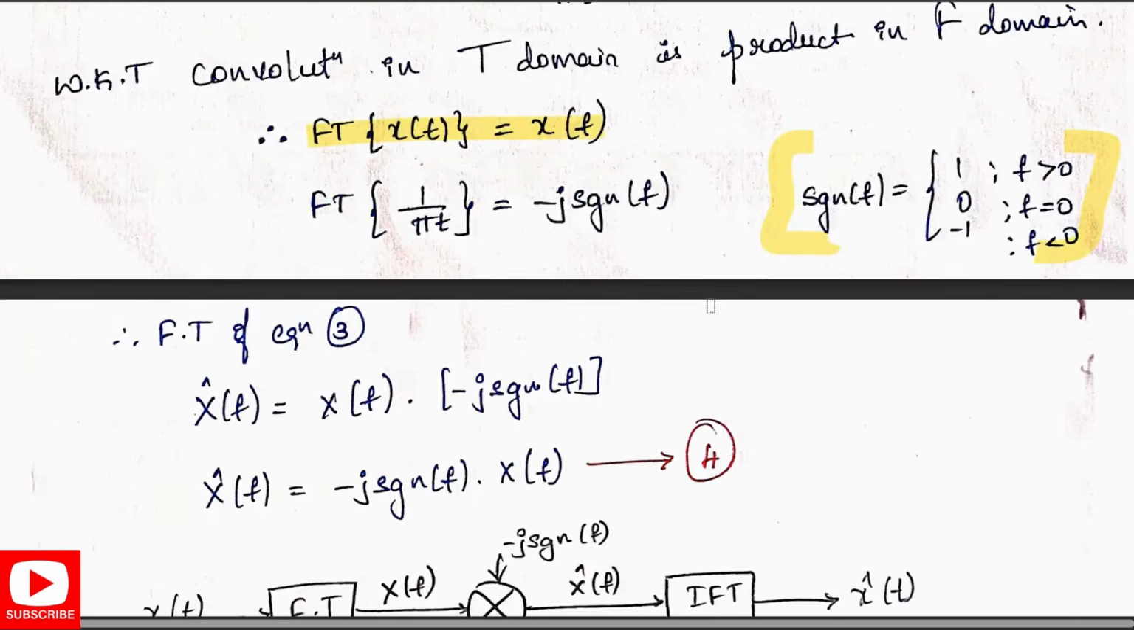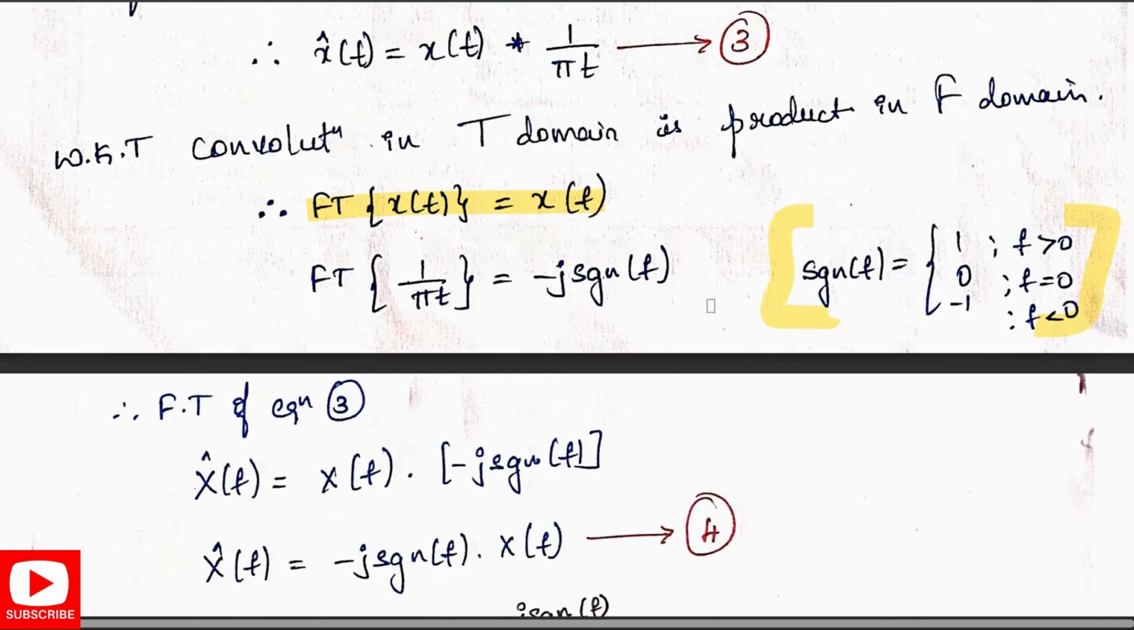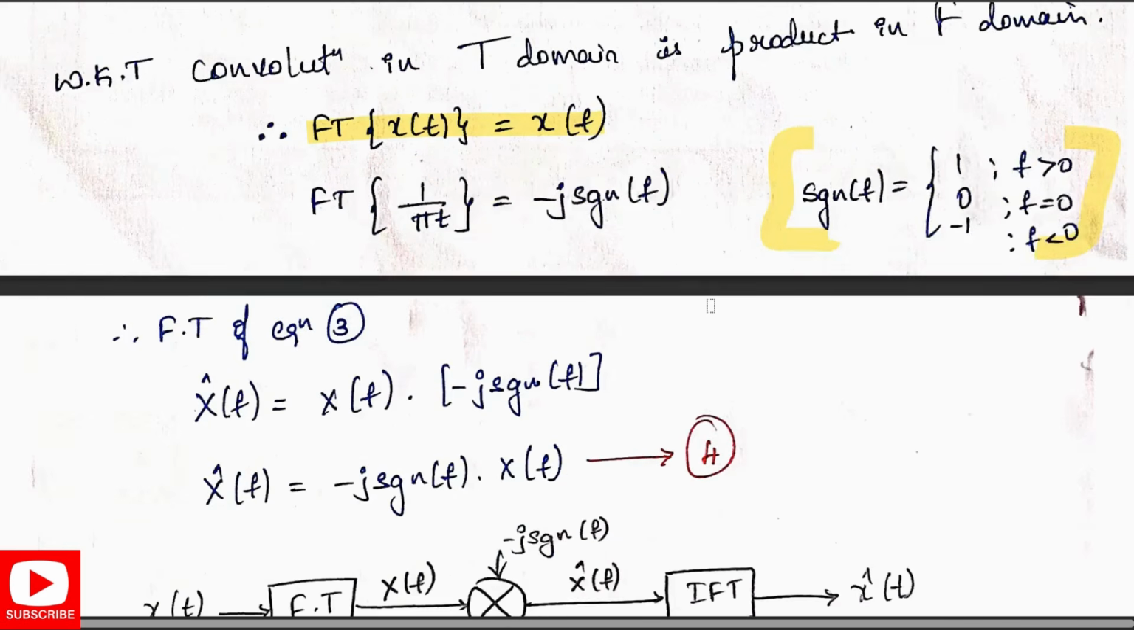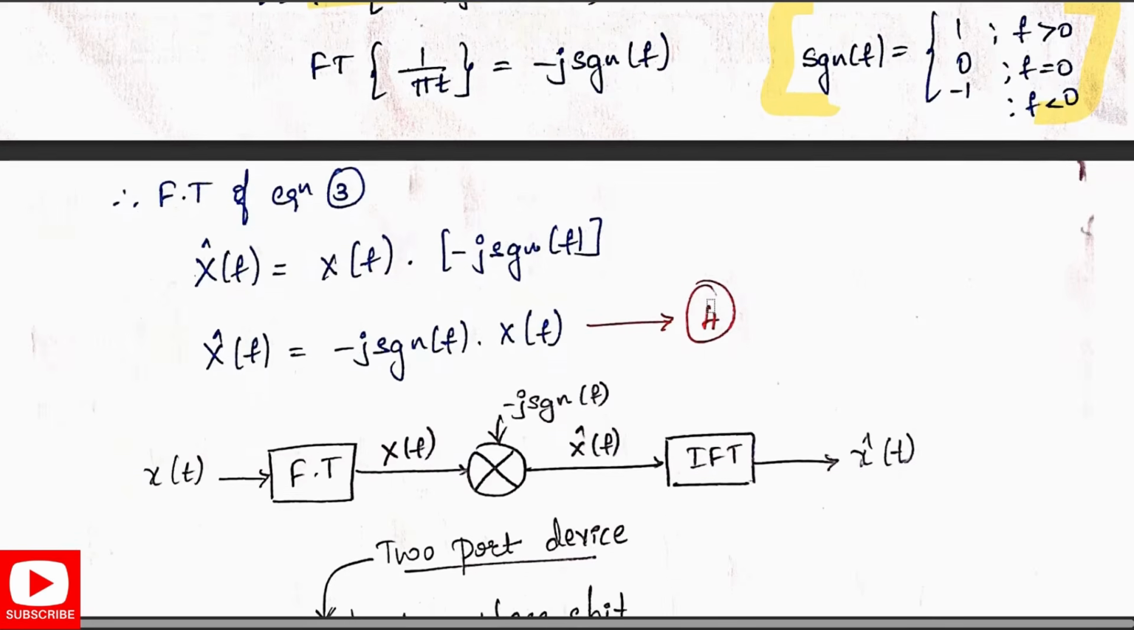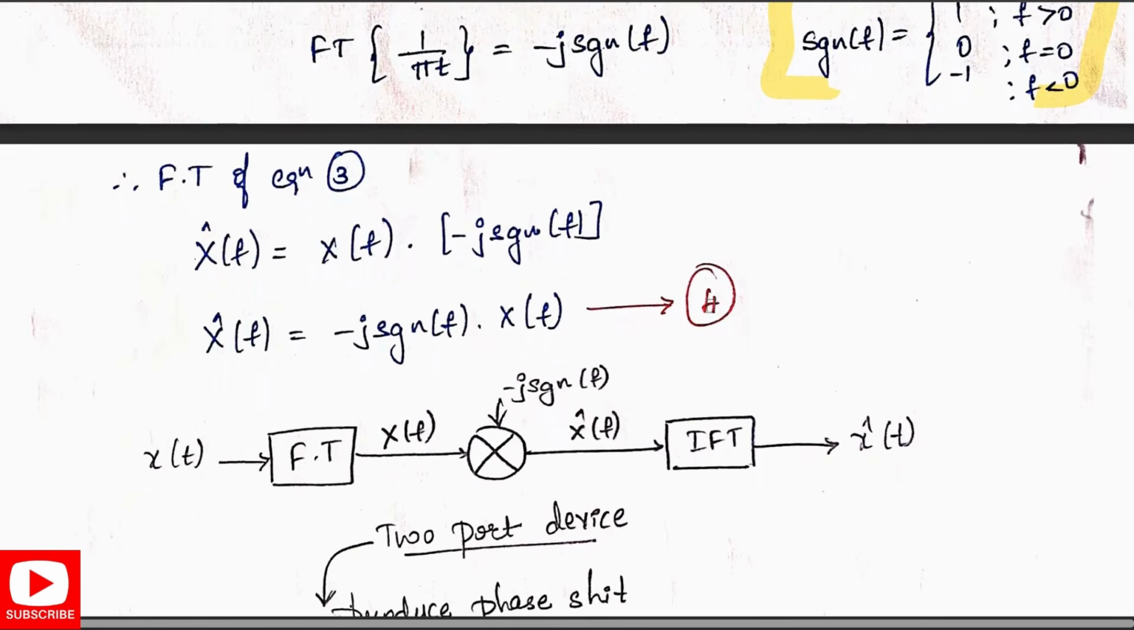So from equation 3, you can substitute this and take the Fourier transform of the whole equation. Then you will get x cap of f equal to x of f times minus j signum function of f. So on taking x of f to the right side, we get this equation 4. You can write it as: when x(t) is taken through the Fourier transform, we get x of f.